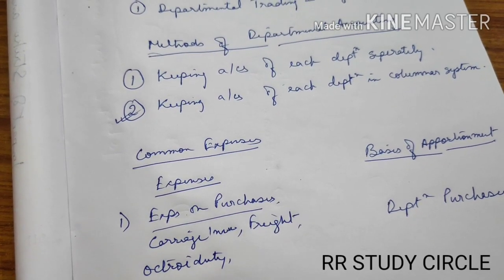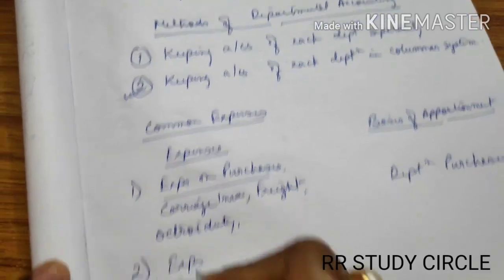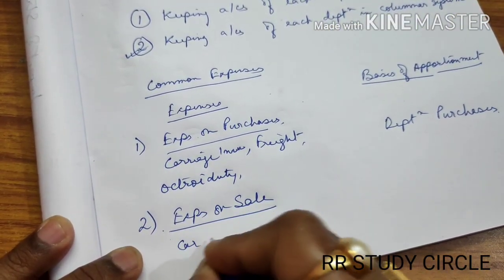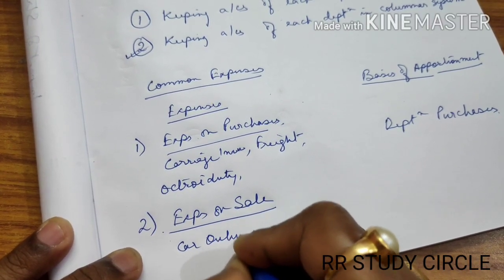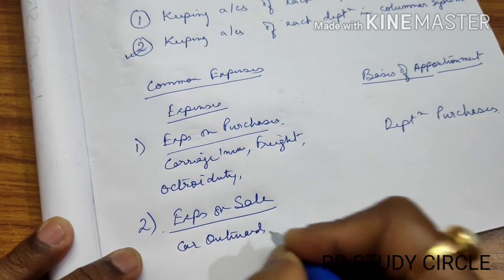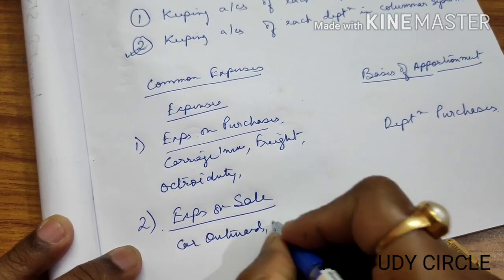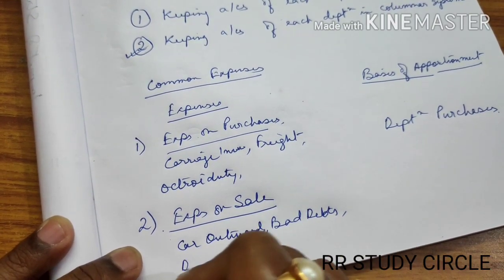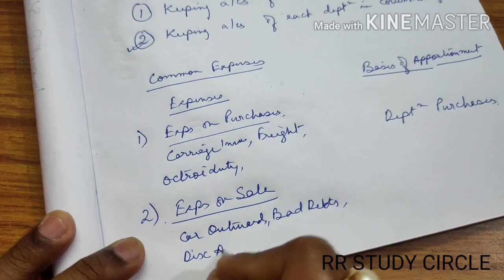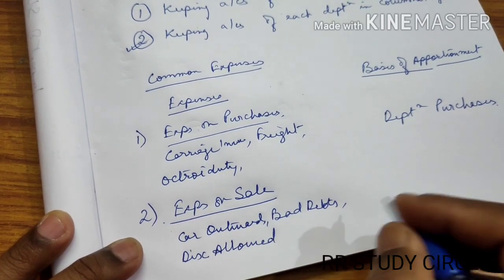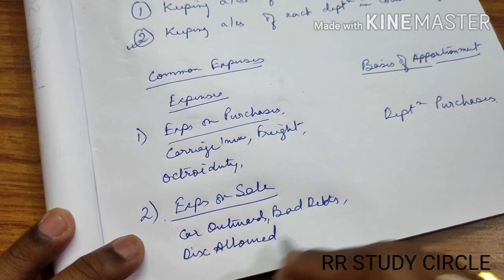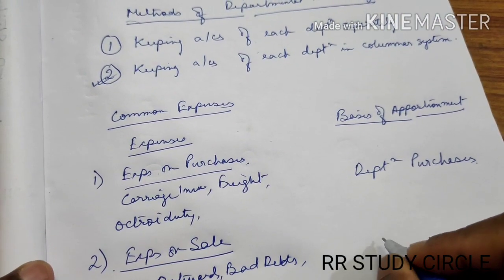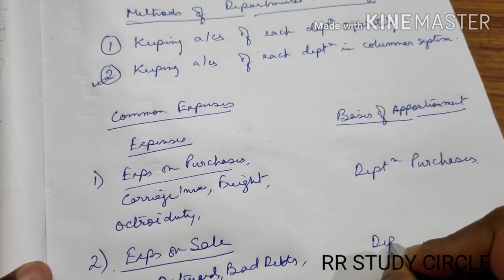Now coming to other expenses, say, for example, expenses on sale. Expenses on sales, what are the examples? Carriage outward, or you can say bad debts, or you can say discount allowed, etc. Now likewise these expenses which are related to sale will have to be allocated on what? On the basis of departmental sales.